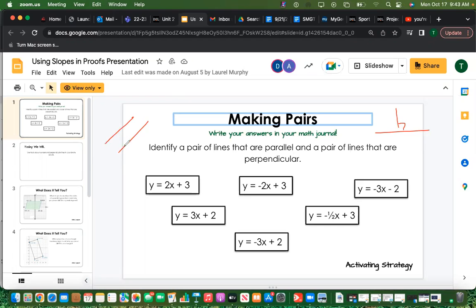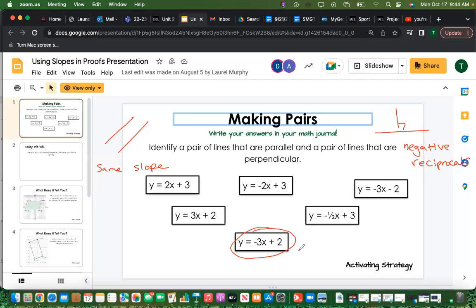Okay. So parallel means that they're going to have the same slope. Perpendicular means that we're going to have the negative reciprocals of each other. And I'll talk through what that actually means. Reciprocal is flipped.